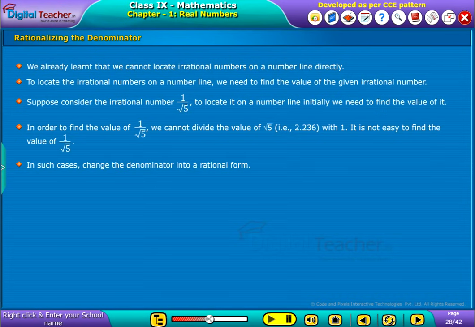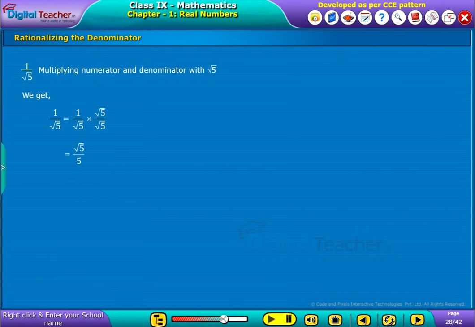In such cases, change the denominator into a rational form. Here, to rationalize 1 by root 5, multiply numerator and denominator with root 5 as shown on the screen. We obtain it as 1/5 of root 5. So, now we can plot root 5 by 5 on a number line. Thus, root 5 is the rationalizing factor of root 5.